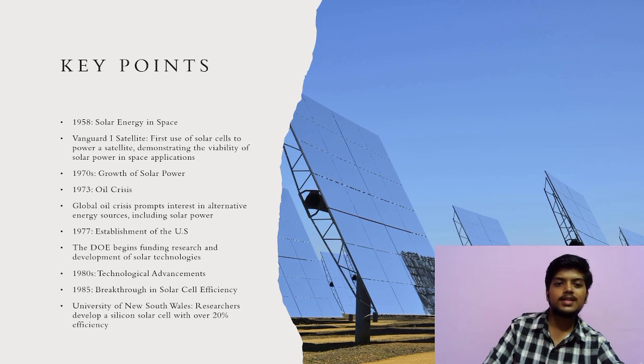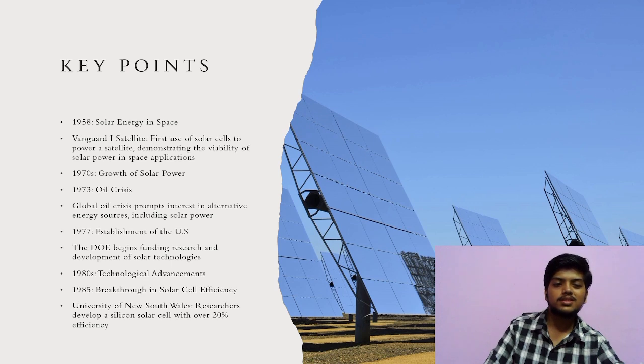Vanguard I satellite, the first use of solar cells to power a satellite, demonstrating the viability of solar power in space applications. Growth of solar power, oil crisis. The global oil crisis prompted increased interest in alternative energy resources, including solar power. Establishment of the U.S. DOE begins funding for research and development of solar technology.